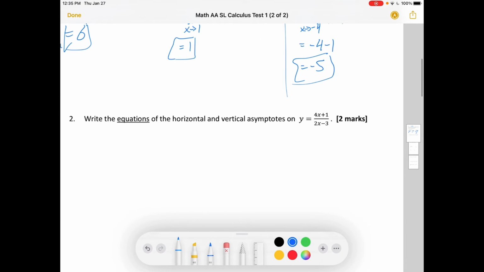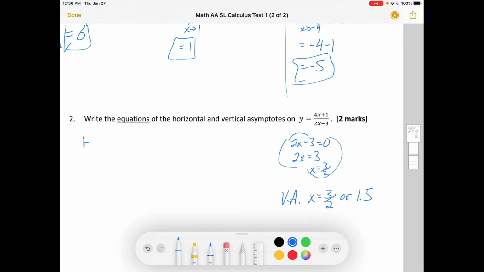Moving on, write the equations of the horizontal and vertical asymptotes in this. So the vertical asymptote makes the bottom 0. So let's think about that. What makes 2x minus 3 equal to 0? You might just see it and call it 1.5. If not, we can solve this little equation. There we go. So the vertical asymptote is x equals 3 over 2, or 1.5. It makes the bottom 0, that's our definition here, and it doesn't divide out.